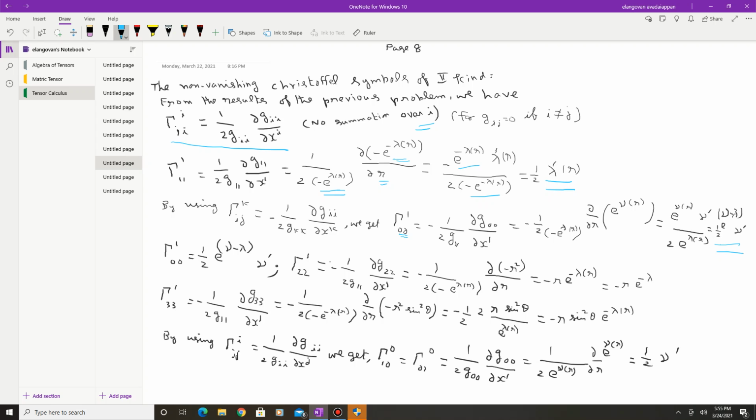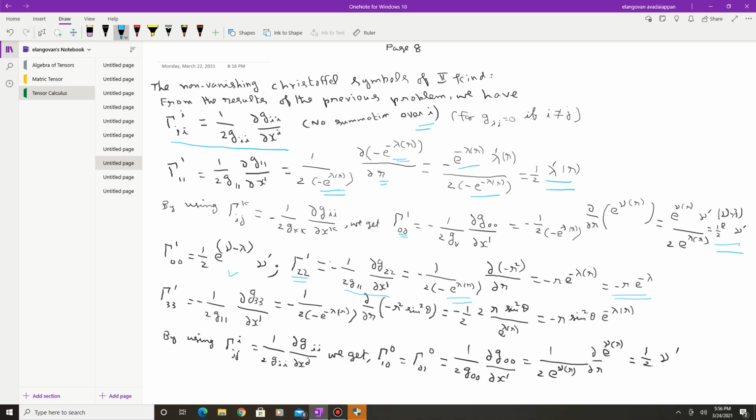And gamma 1 0 0 is the value that you have already calculated. And if you put gamma 1 2 2, because it should not be 1 1, for the second case it is 2 2. According to the definition, you can write down this expression. Substitute for g11 and differentiate with respect to x1. x1 is the coordinate r, so g22 is minus r square. You differentiate, and you will get this expression. So finally, you have this expression.